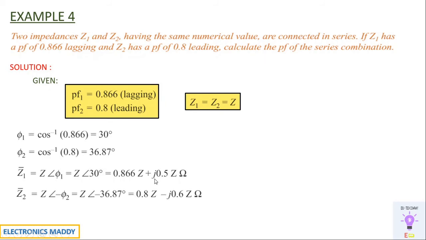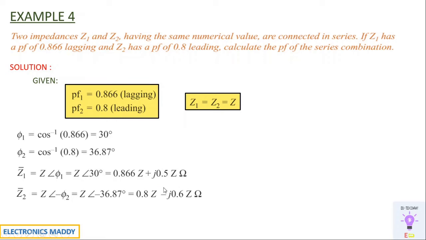Similarly, Z2 bar is given as Z at an angle of minus phi 2. It is minus phi 2 because it is a leading power factor. That's why I wrote minus phi 2. So Z at an angle of minus 36.87. Many students make a mistake by substituting the value; you have to substitute minus phi 2 here. That is one of the commonly made mistakes. Substitute 1 at an angle of minus 36.87 in the calculator and see its equivalent value in rectangular form. You'll get 0.8 minus j 0.6, with Z as usual there, so I'll represent Z in both real and imaginary parts.